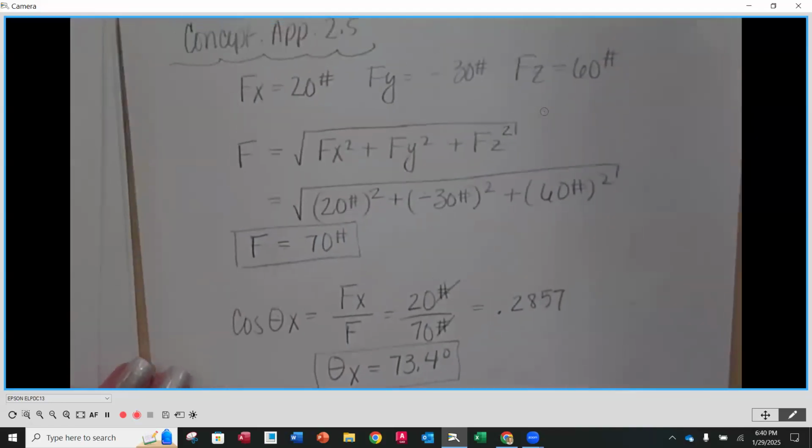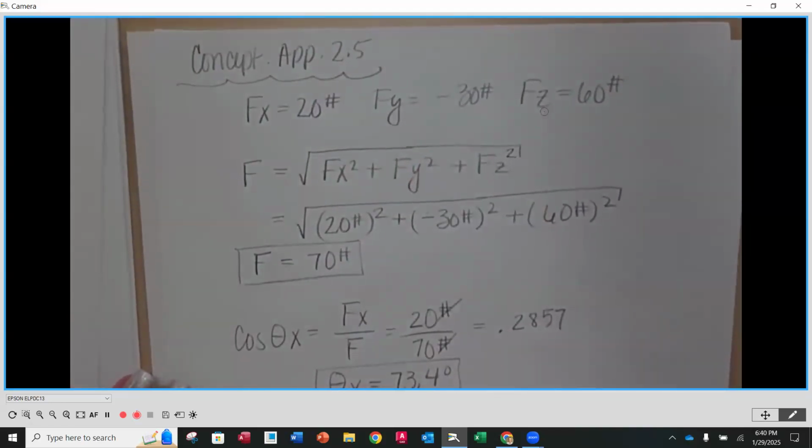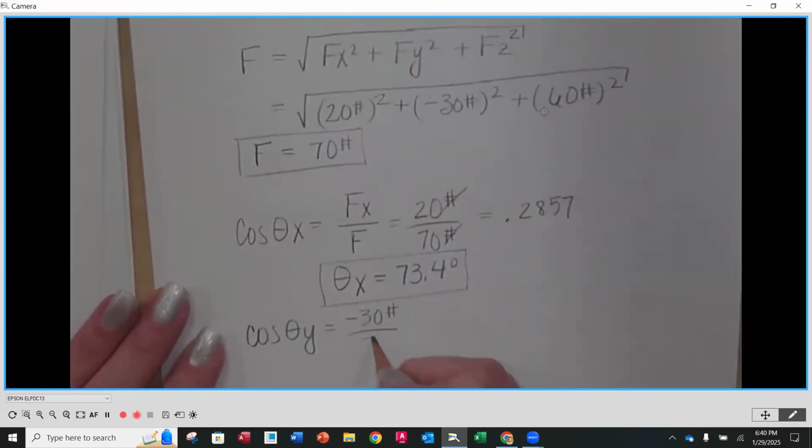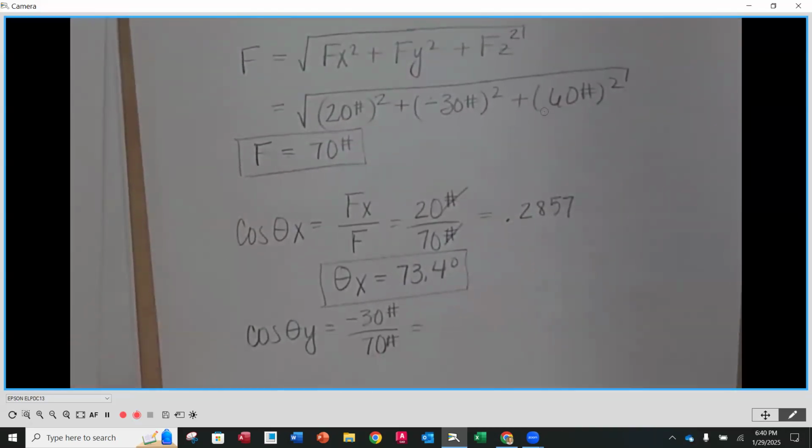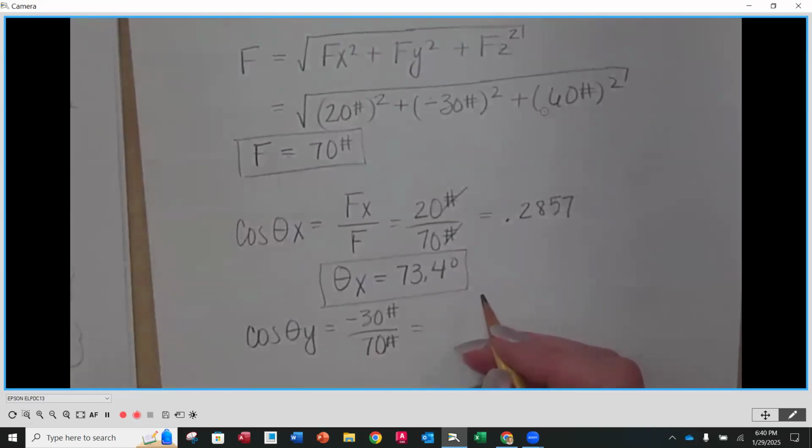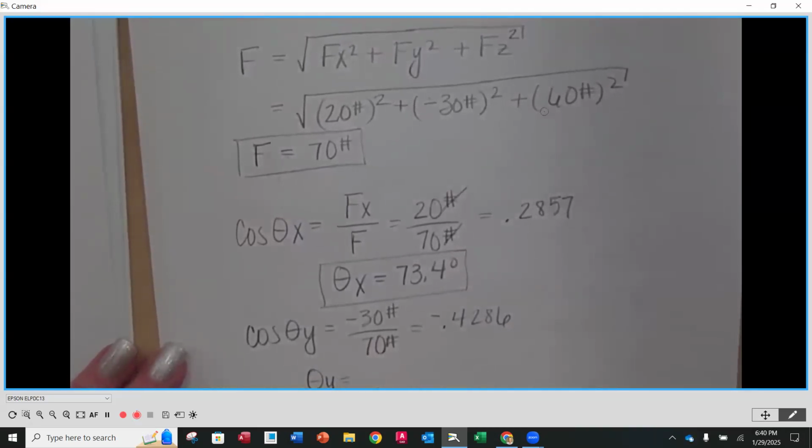So what we're gonna do is take our Fy, which is negative 30 pounds, divided by 70 pounds. So 30 divided by 70. Did you get negative 0.4286? And then do the inverse cosine. So your theta y should be 115.4 degrees.